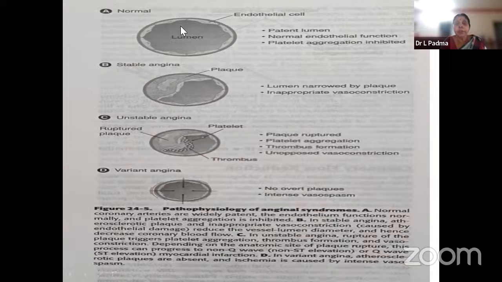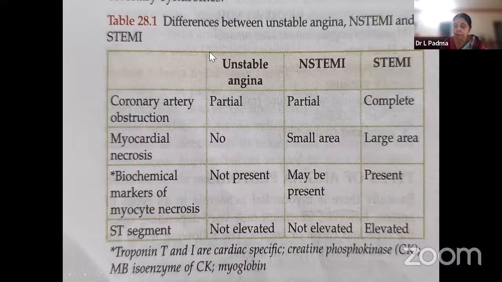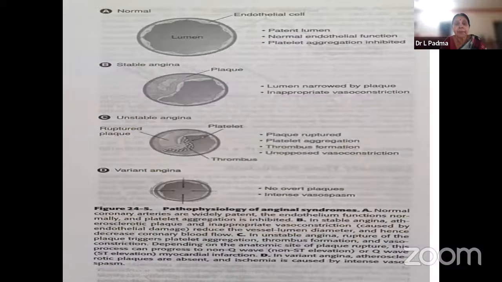So in case of acute or classical angina, there is a patent lumen, normal endothelial function, platelet aggregation is inhibited, everything is perfect, but the demand is more or the supply is less. So we have to take care of those things. No damage is done. The heart reverses back to physiologically near normal in this condition.